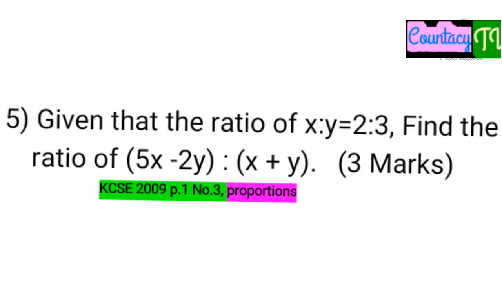Finally, we get to our question 5. Given that the ratio of x is to y is equal to 2 is to 3, find the ratio of 5x minus 2y is to x plus y. The question is 3 marks, which appeared in KCSE 209, paper 1, number 3, under the topic proportions.